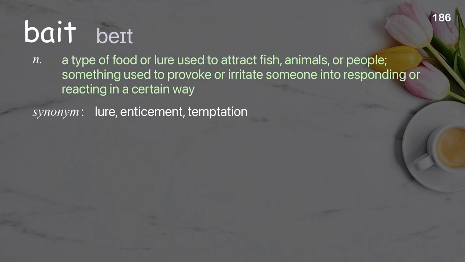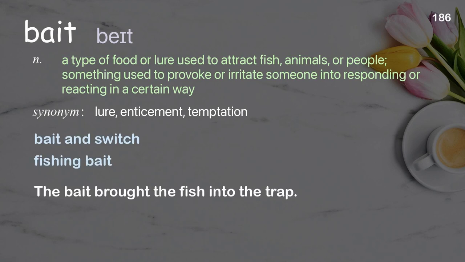Bait. A type of food or lure used to attract fish, animals, or people. Something used to provoke or irritate someone into responding or reacting in a certain way. Examples: bait and switch. Fishing bait. The bait brought the fish into the trap.